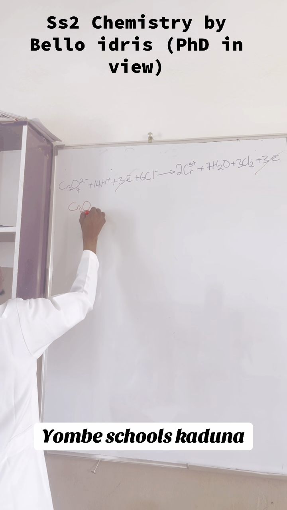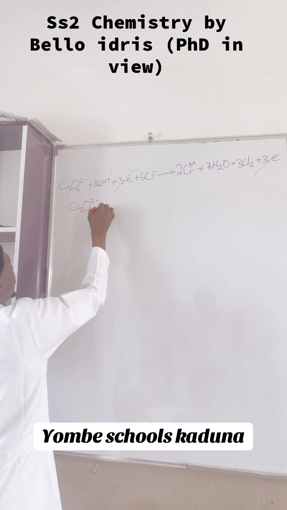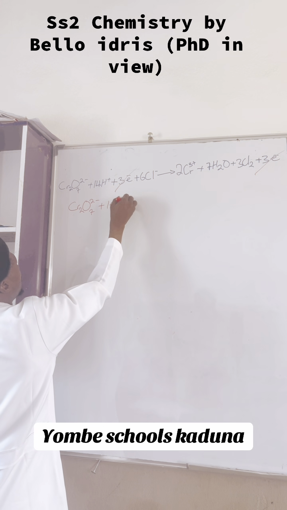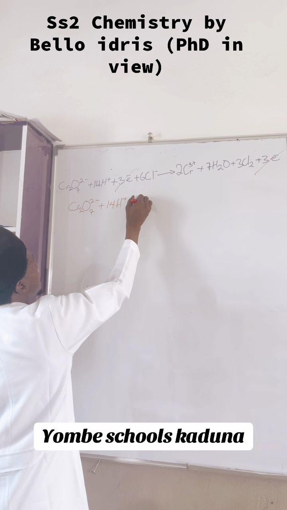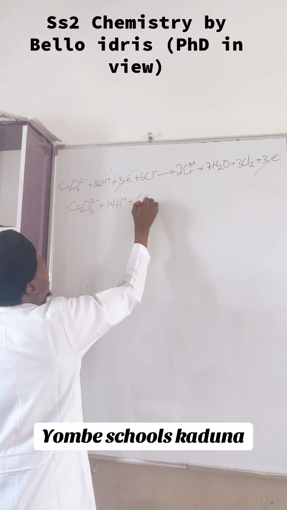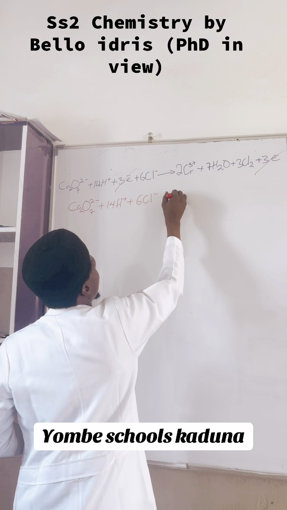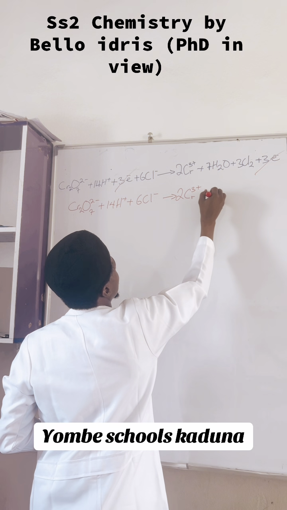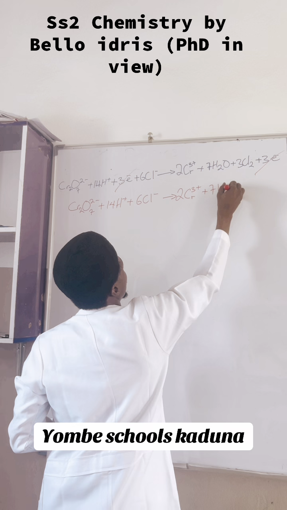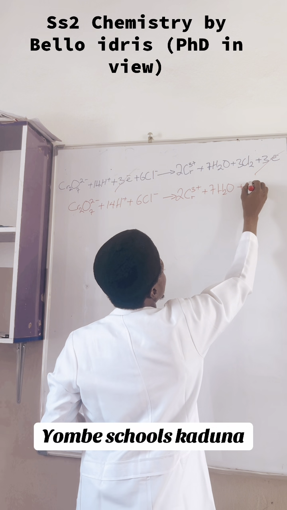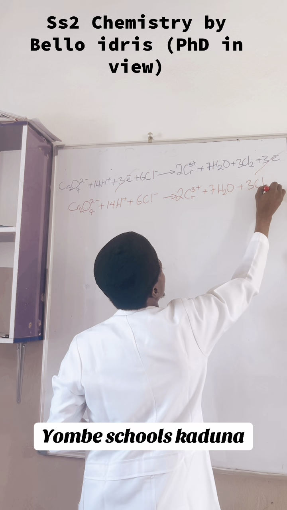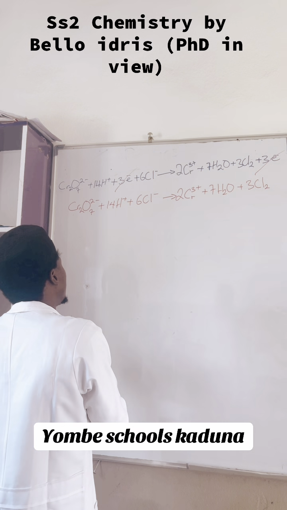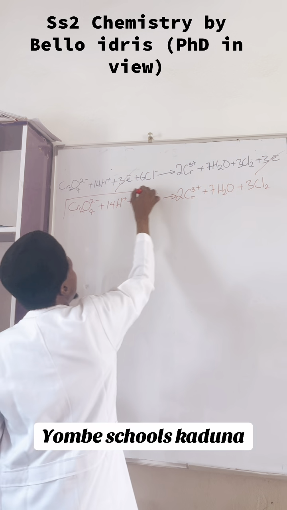Cr2O7 2- + 14H+ + 6Cl- → 2Cr3+ + 7H2O + 3Cl2. This is the balanced equation in acidic medium.